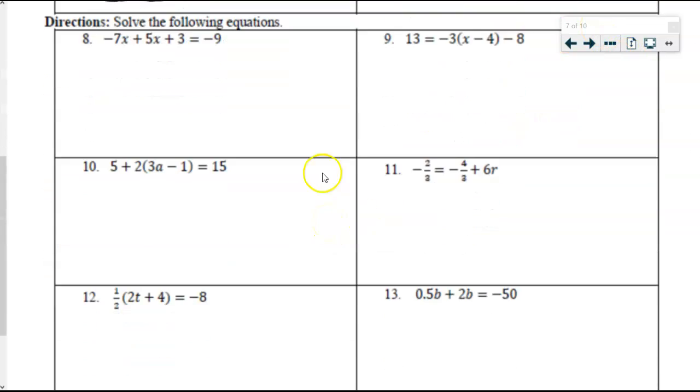So we've got some more to practice here, 8 through 13. Again, only move on past this point in the video if you're ready to see the answers, because the next time you see the screen, it will have all of the answers. Pausing the recording now.